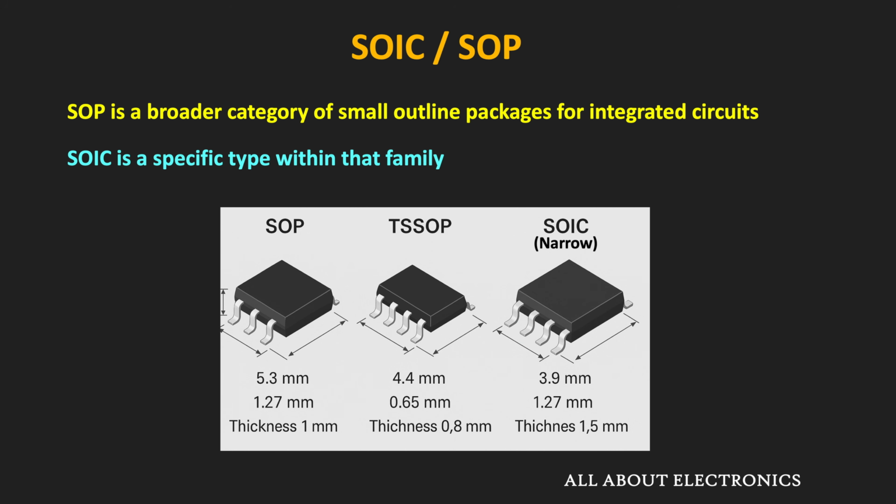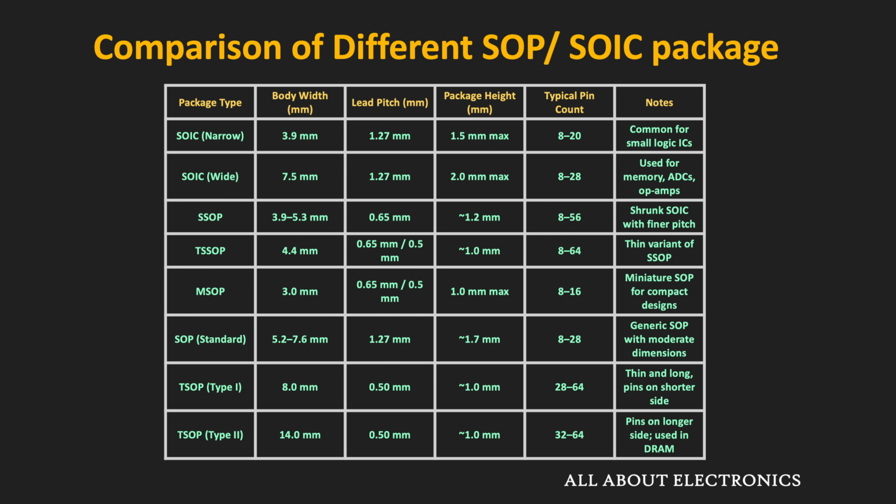But the main difference between these two packages is in terms of the width of the package as well as the lead pitch. So typically, these SOP packages are available in different versions like the SSOP, TSOP and the TSSOP. So for example, this SSOP refers to the shrunk version of the standard SOP package. In this version, the body width has been reduced compared to the standard package.